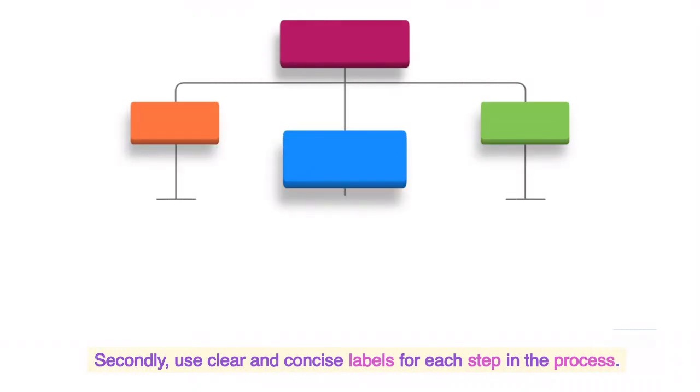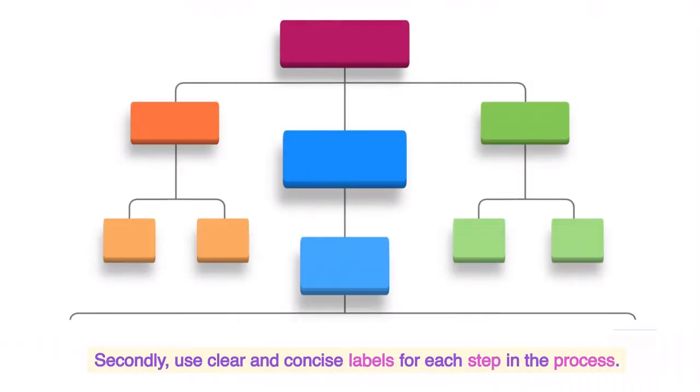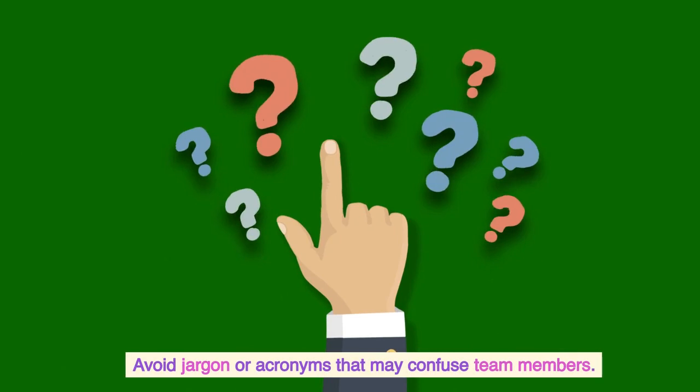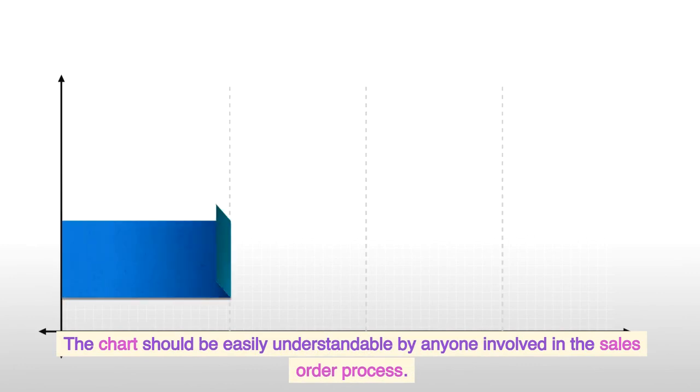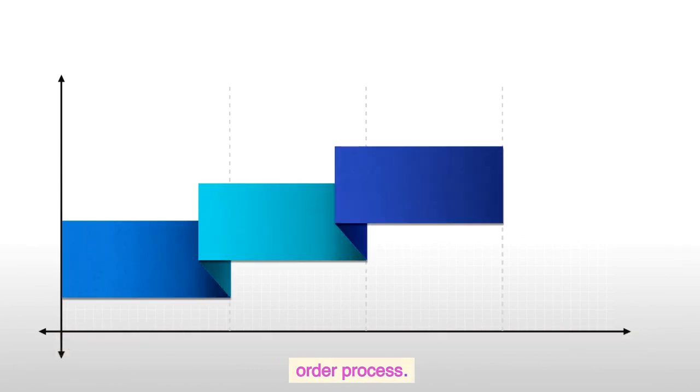Secondly, use clear and concise labels for each step in the process. Avoid jargon or acronyms that may confuse team members. The chart should be easily understandable by anyone involved in the sales order process.